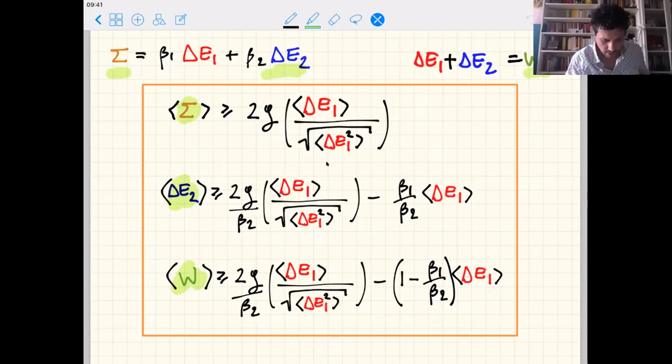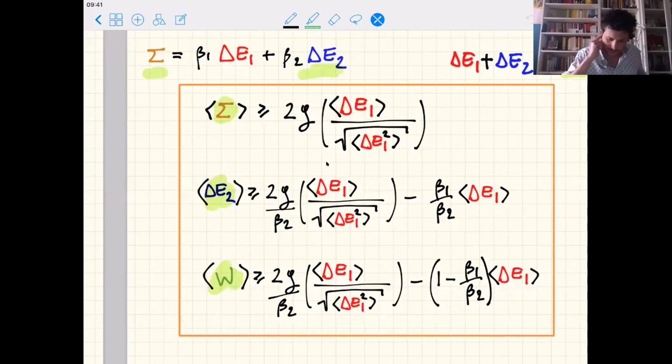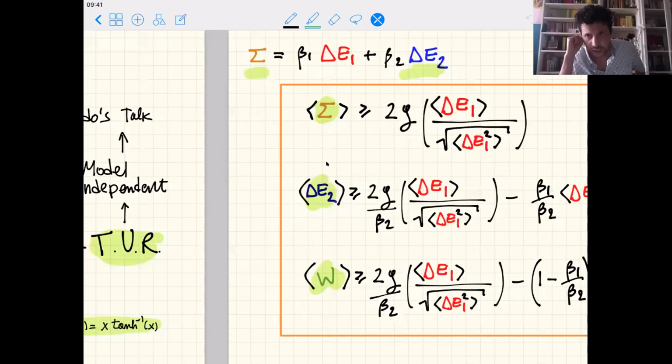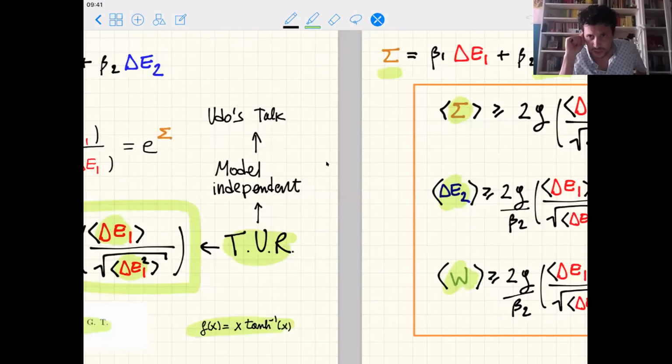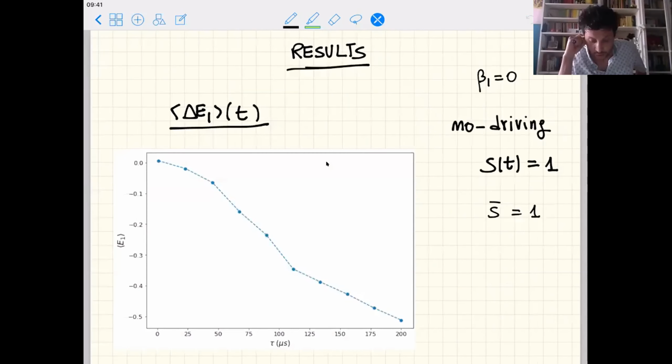Right, so let's get to the results. First result: in all our runs, we set the temperature of the hot bath to infinity.